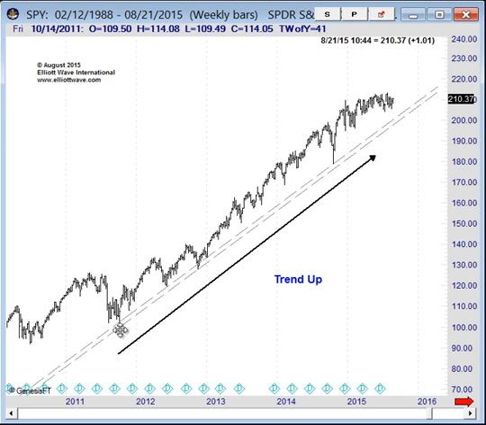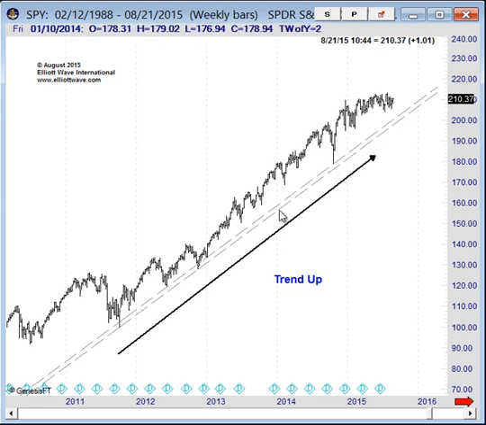So the original trend line is drawn from this extreme here back in, let's say, 2011 to this extreme here in late 2012. But if we just duplicate the trend line and move it up, notice that it actually provided some nice support for the pullback we saw in 2014. And we're getting close to testing the trend line again.